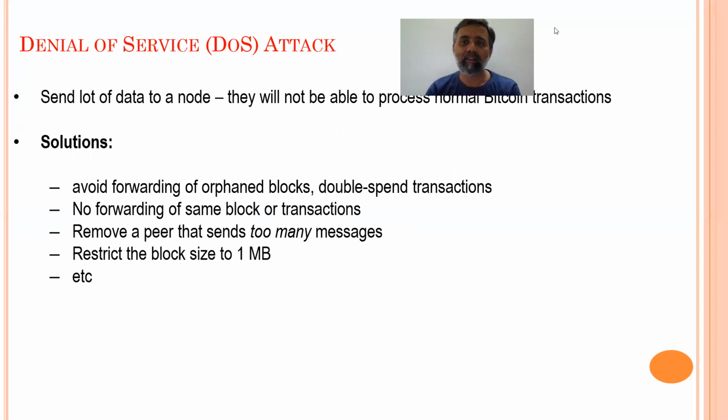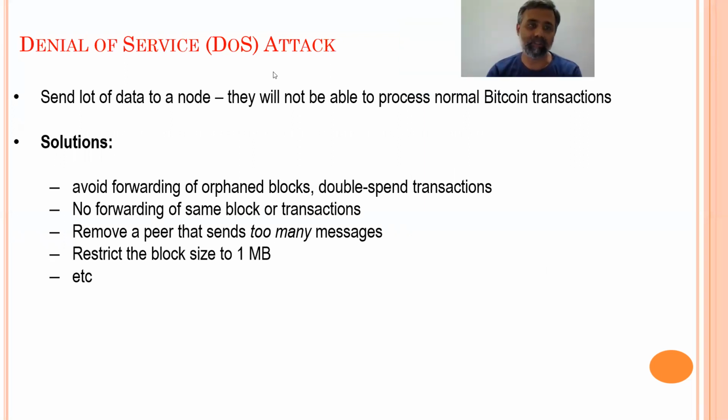Next attack is the denial of service attack. Suppose an attacker is sending lots of data to a particular peer or node, so that it becomes involved in processing all those messages and is not able to process normal Bitcoin transactions. So normal Bitcoin transactions will not be possible for that node, and definitely they can work on their desired target.